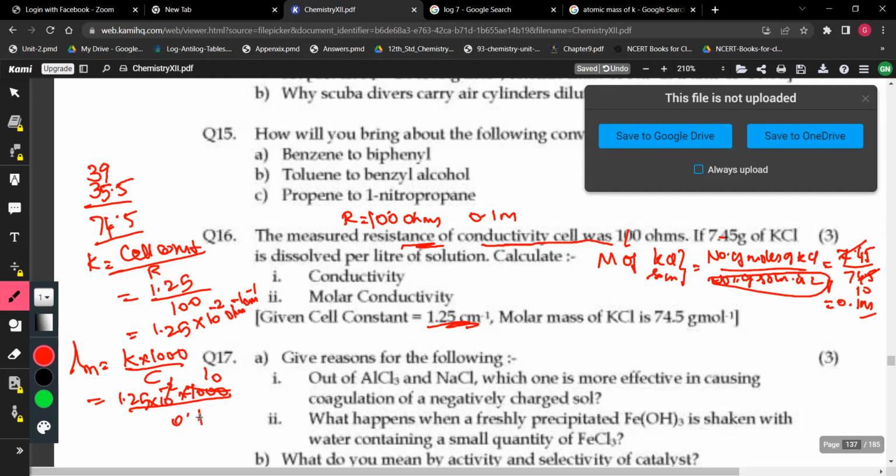What happens when the 0.1 goes up? 0.1 can be written as 10 power minus 1, and when it goes up it becomes 10. So we cancel this and get 10 on top. So 100. 1.25 into 100 is 125. What is the unit of molar conductivity? Ohm inverse centimeter squared, or let us say Siemens centimeter squared per mole. So that is molar conductivity.